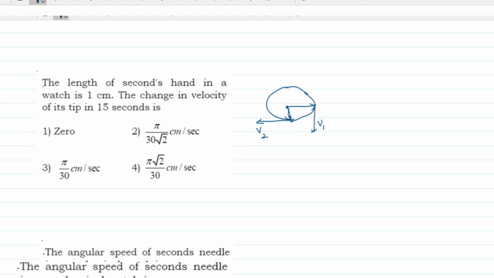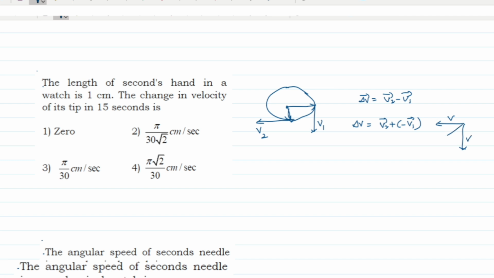In this case we get delta v, the change in velocity, which is v2 bar minus v1 bar. That means delta v equals v2 bar plus minus v1 bar. You can see v2 bar will be along this direction, and v1 will be along this direction. Both the magnitudes of course will be the same.